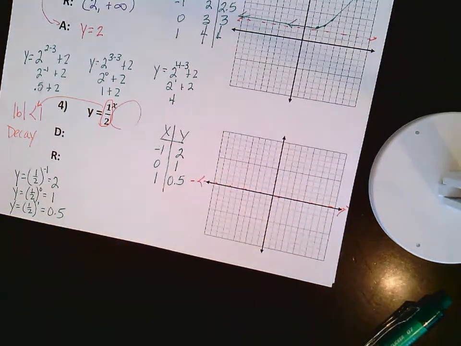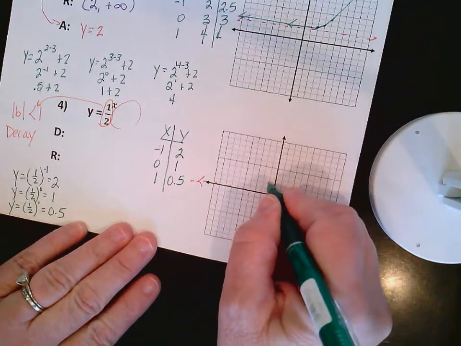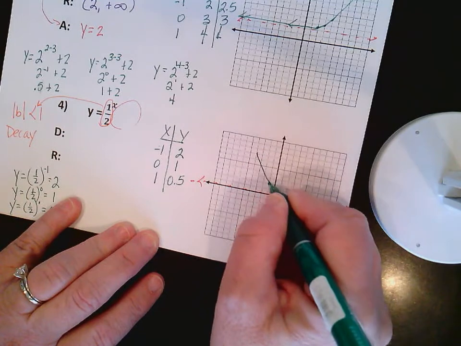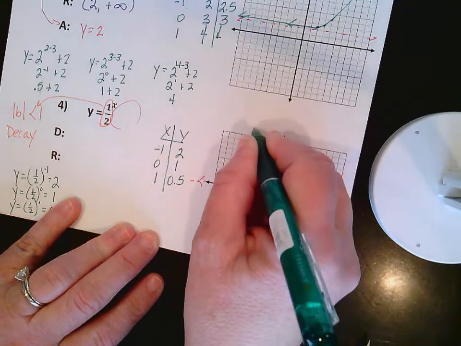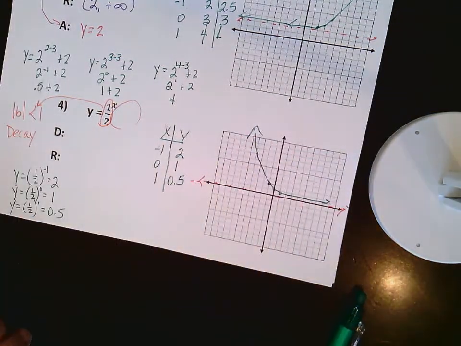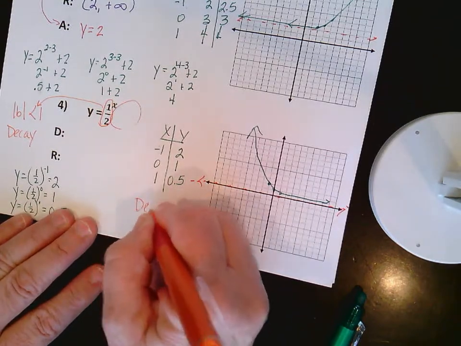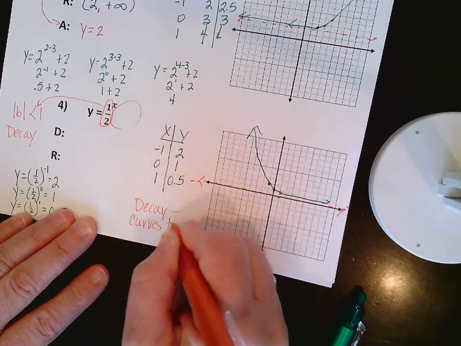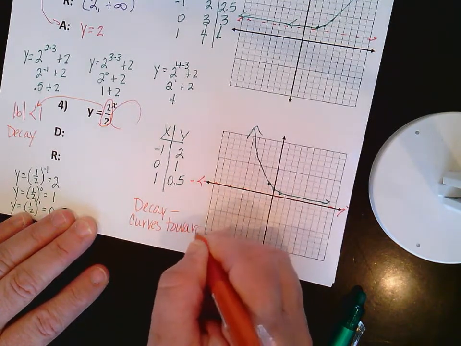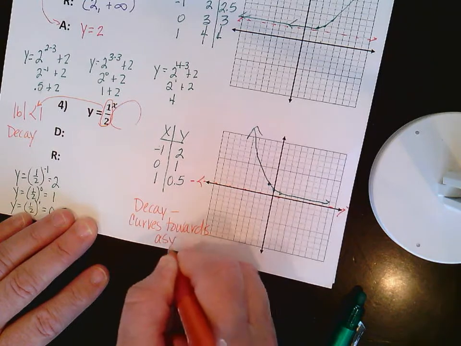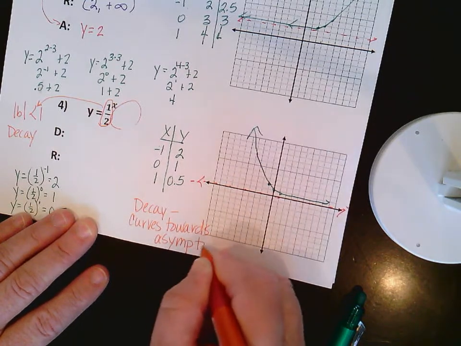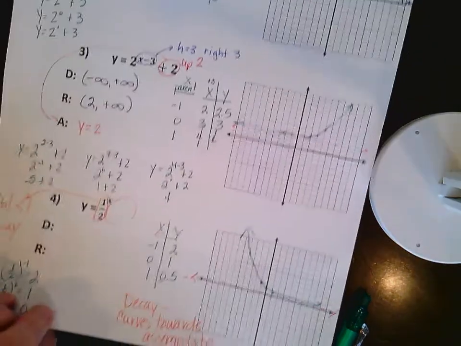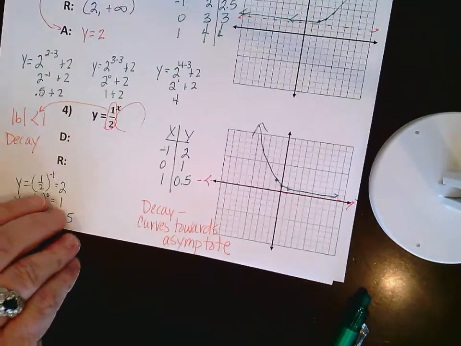All right, I have -1, 2, 0, 1, and 1 and 0.5, so this is coming down towards the asymptote. And that fits with what we said about decay, because if it's decay, it curves towards the asymptote. And I don't want you to say that it goes up or down for growth and decay, because that'll mess you up when we get to some things later. So I want you to get in the habit of growth grows towards the asymptote, and decay grows away from the asymptote.